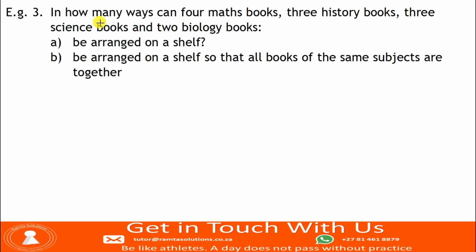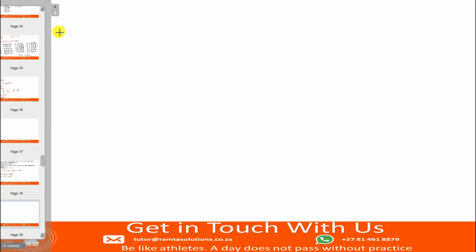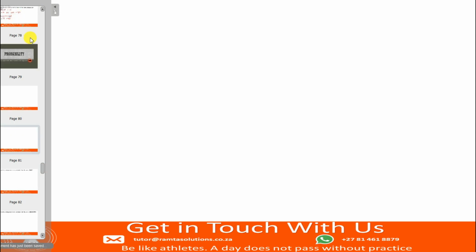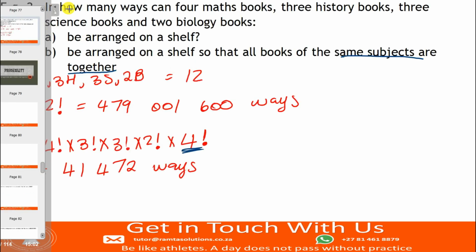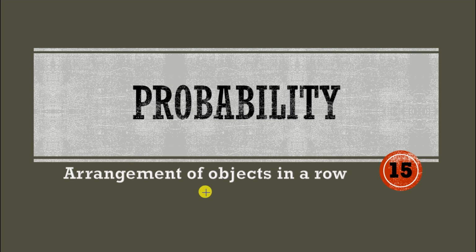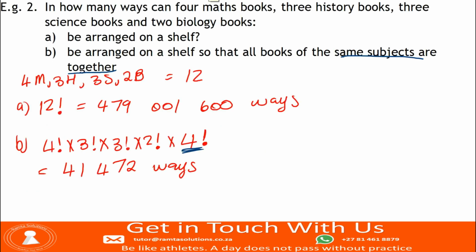Now, example 3 says, how many ways can 4 maths books... it seems I am repeating this, so I'm going to skip it. I guess this is it for our lesson. I hope this is working. This is what we do when we arrange objects in a row.